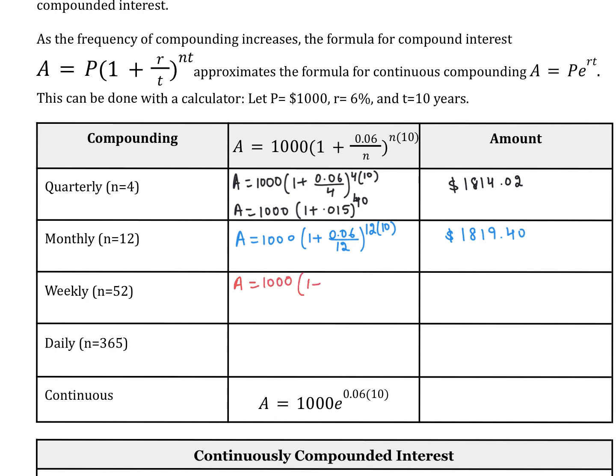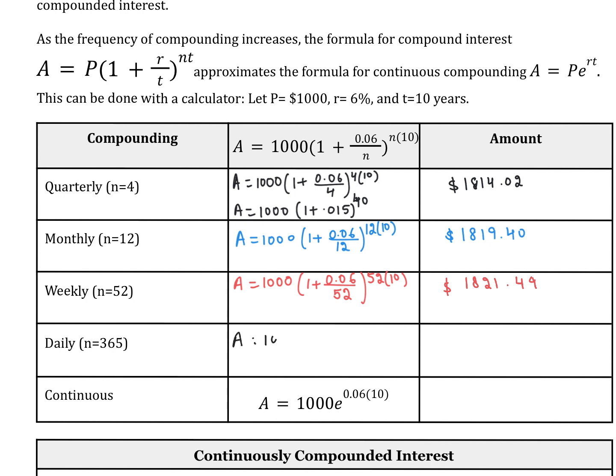Next we're going to use n as 52. So you're going to have 1 plus 0.06 divided by 52, and on the top is 52 times 10. Solve the bracket first, take the power and then multiply by 1000. Your answer is 1821.49.